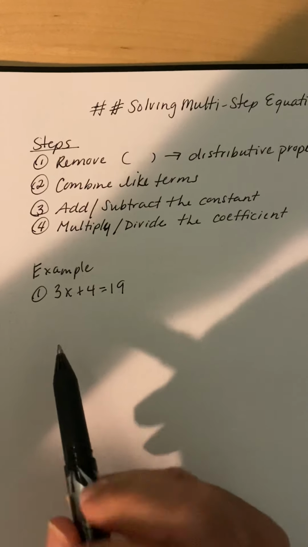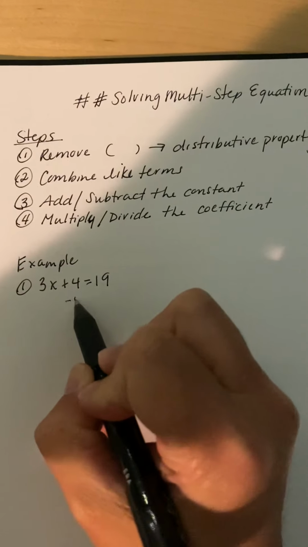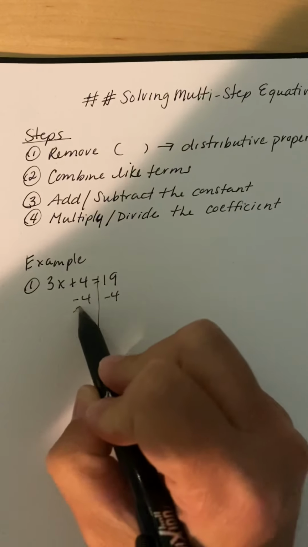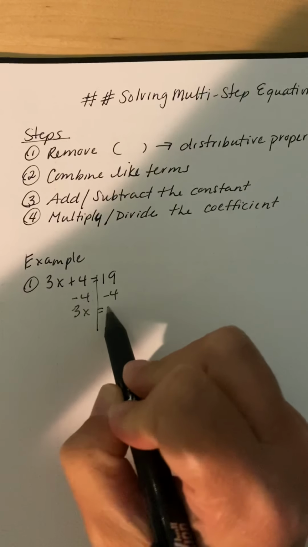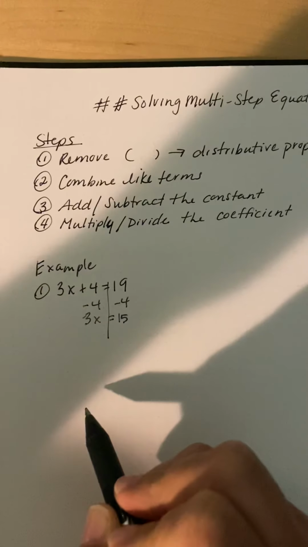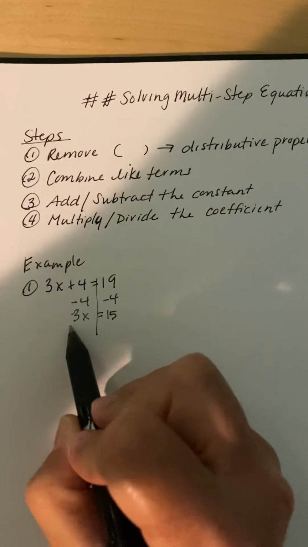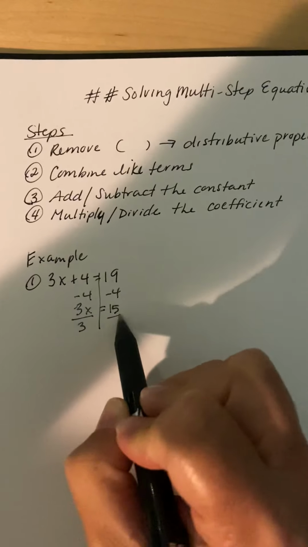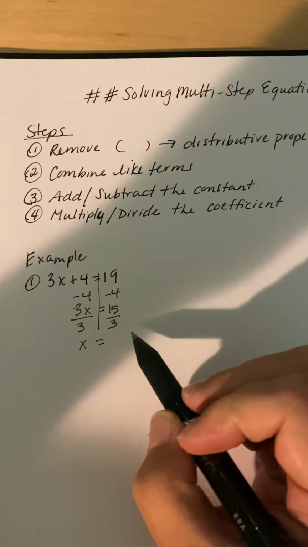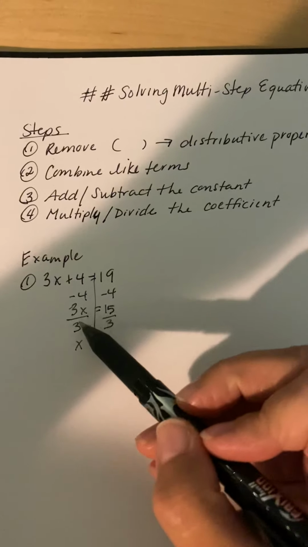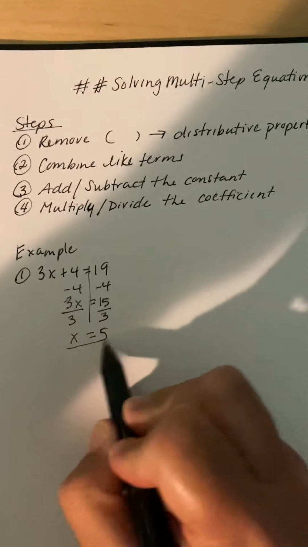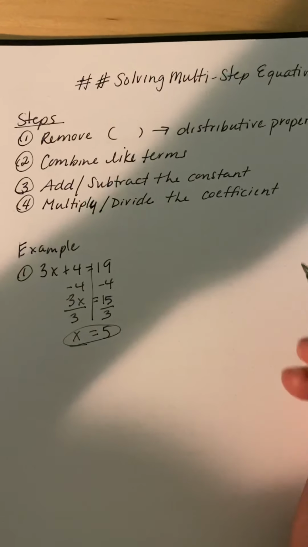So we are going to move that 4 first. We're going to subtract 4 from both sides. So 3x equals 15. Then we're going to divide by 3 on both sides, because remember, when there's a number and a variable beside each other, that means to multiply. So the opposite of multiply is divide. 15 divided by 3 is 5. And that is our answer right there.